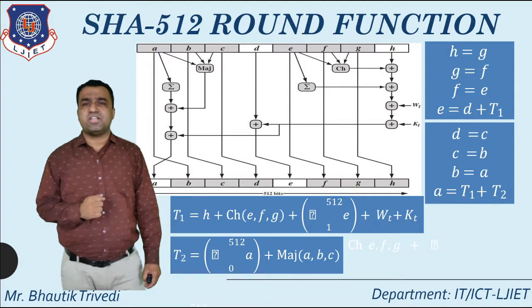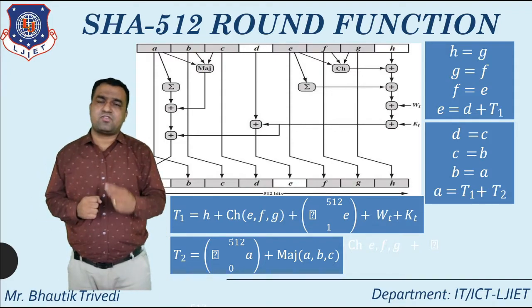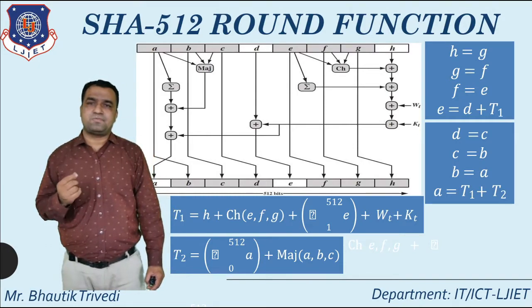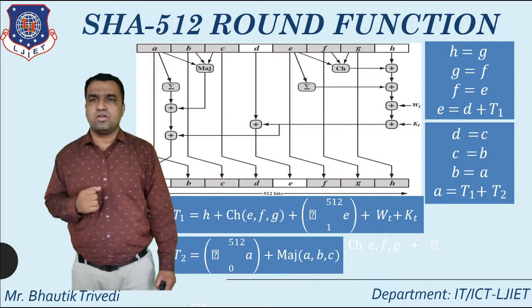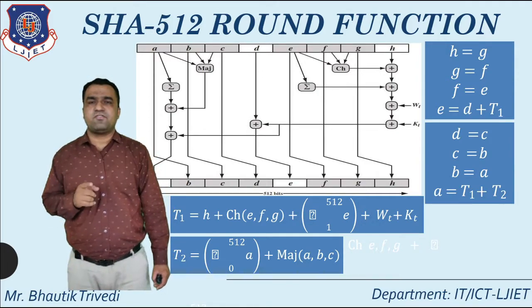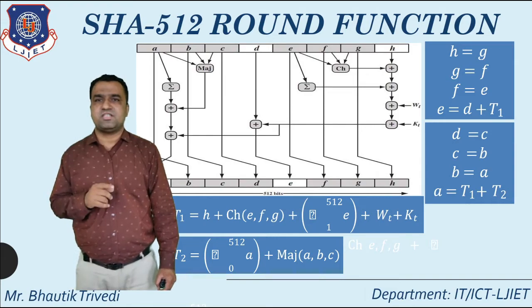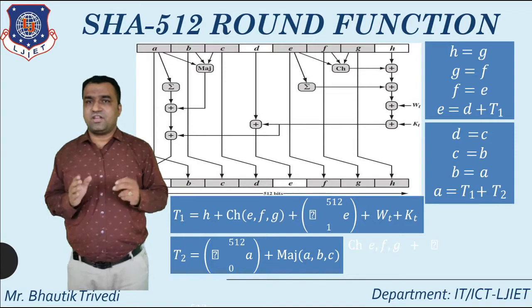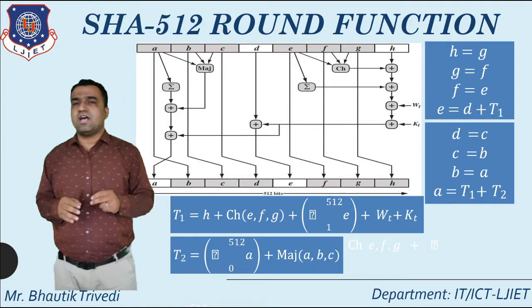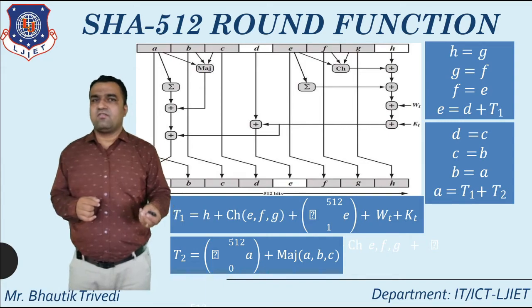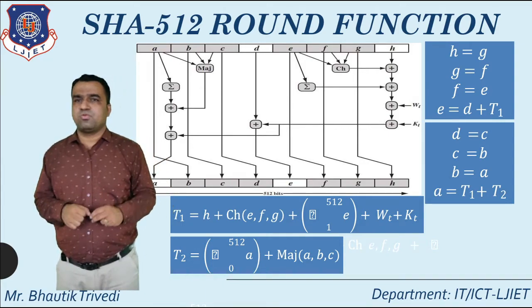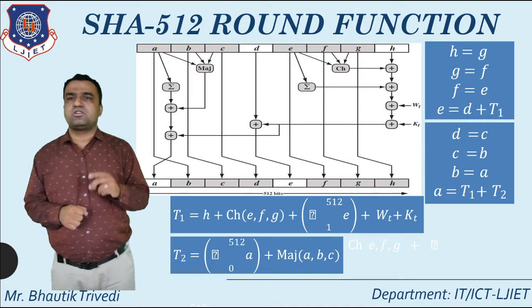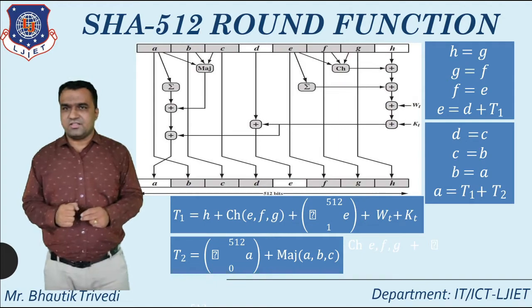After that I talk about T2. In the left corner at the top of the diagram, to calculate T2 it is Sigma 0 of 512 (A) plus the majority function of A, B, C. This is the way you calculate T1 and T2. After calculating T1 and T2, you apply the formula for A to H. A is equal to T1 plus T2, which the diagram directly shows.